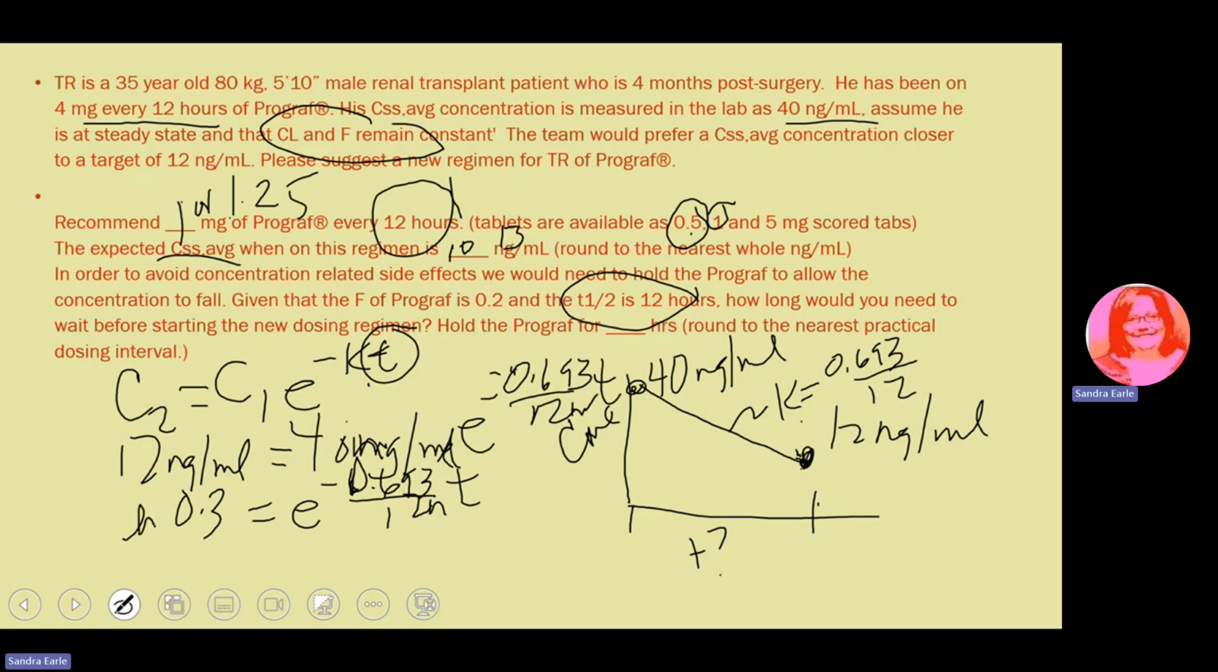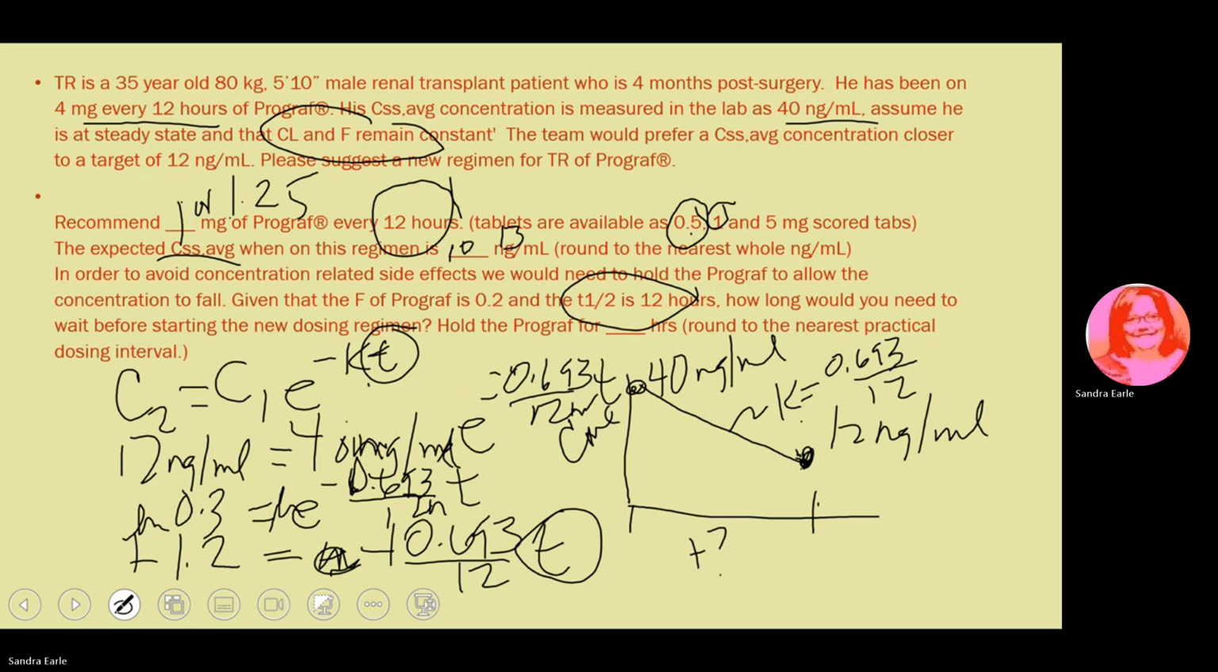Now we have to take the natural log of both sides, don't we? So what's the natural log of 0.3? It's negative 1.2, and then this becomes equal to negative 0.693 over 12 times t. So we want to isolate the t. These both become positive. So 1.2 times 12 divided by 0.693 is 20.84. Is that what I got?